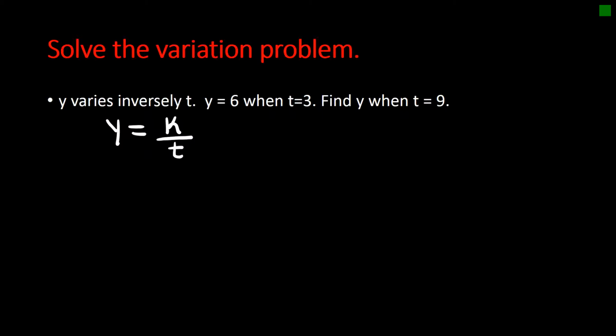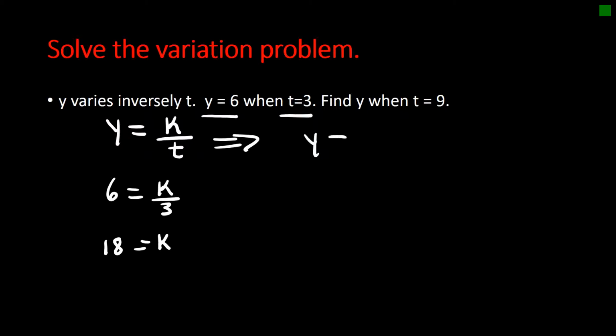The second step is we're going to substitute given values into the equation to find k. So they said y is 6 when t is 3. So we have 6 equals k divided by 3, or k is 18. So we substitute what k is: y equals 18 divided by t. And this is the equation that we're referencing in step 3. Then it says to solve the problem. The problem tells us to find y when t is 9. So y is 2.